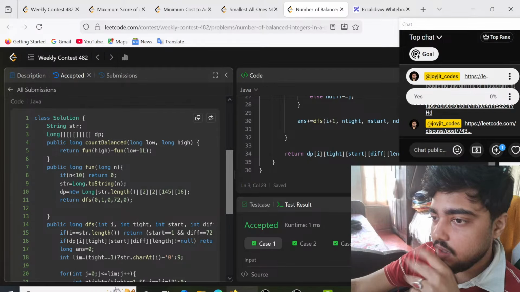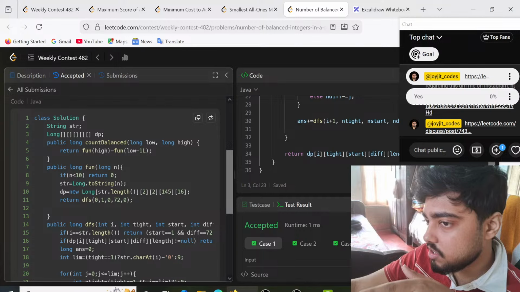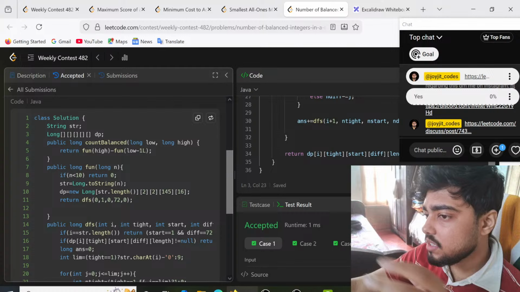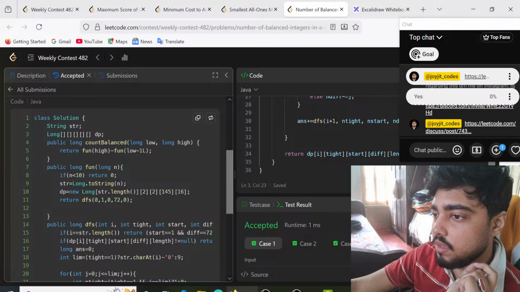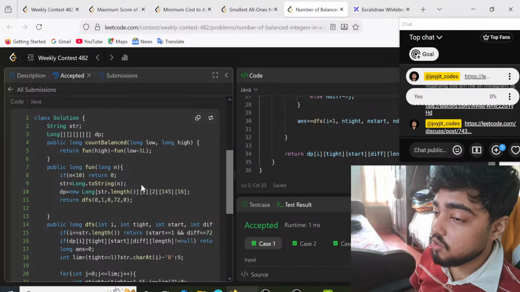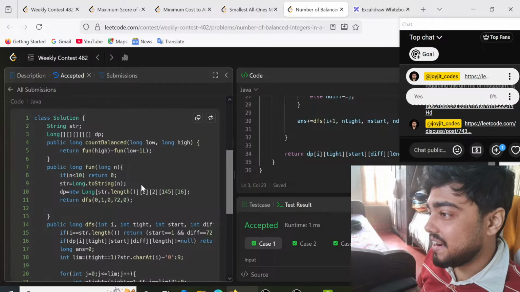Otherwise, you have a string, convert that number to string, I have a DP. What is this DP basically? The DP is 1, 2, 3, 4, 5. The 5D DP. Okay, 5D DP. So yeah, that's a good one, right? Actually, that is very easy.